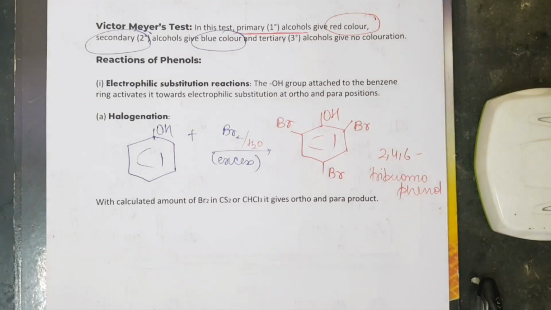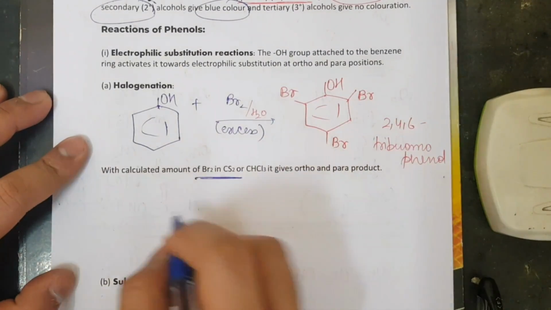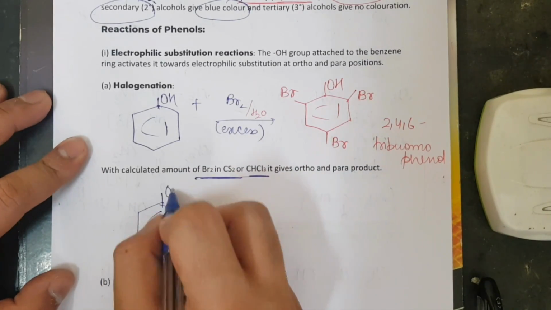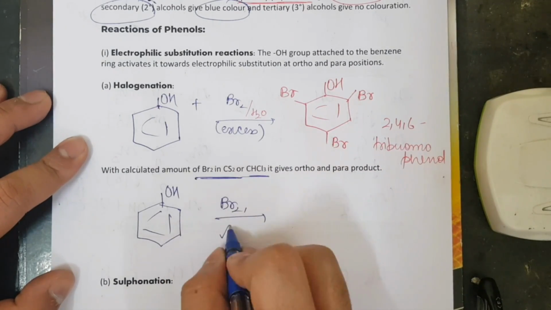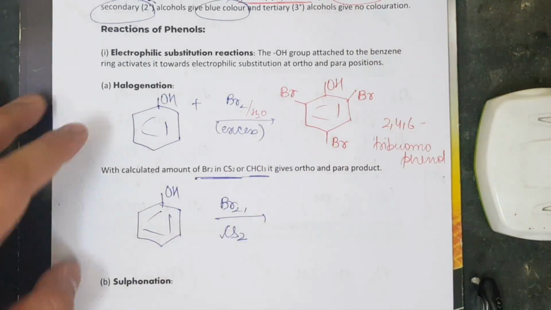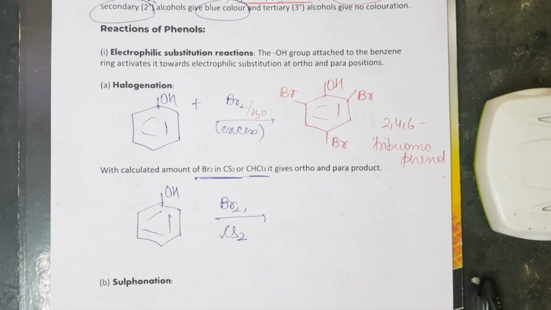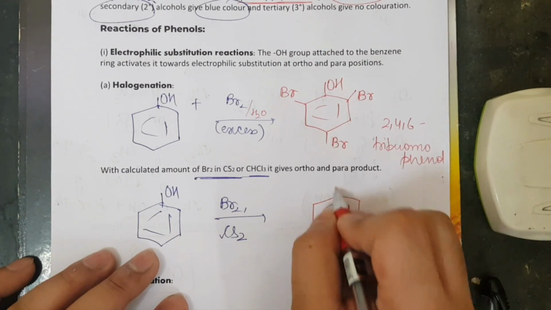But if we want bromination to occur at only one place, we take Br2 in CS2 or CHCl3, that is, an aprotic solvent is taken here. So I take Br2 along with CS2. What would happen is that only one position will have the reaction occurring. So in this case, we'll get the para position to be the major one.